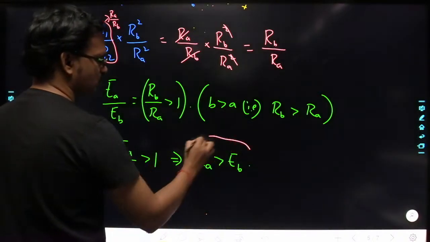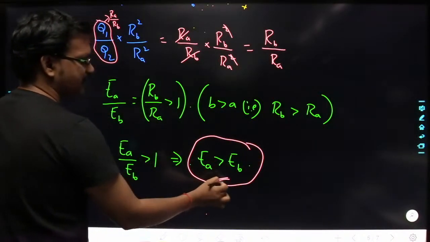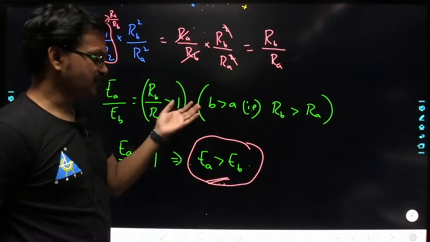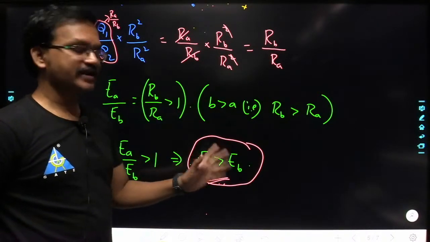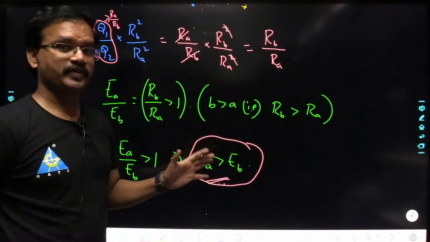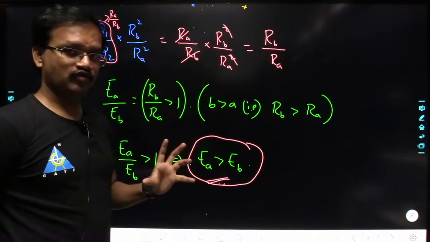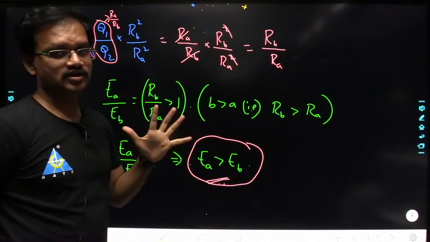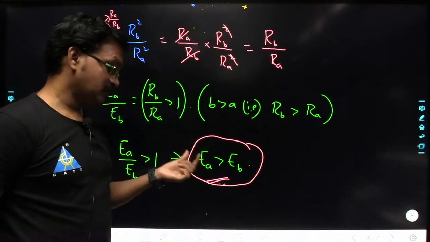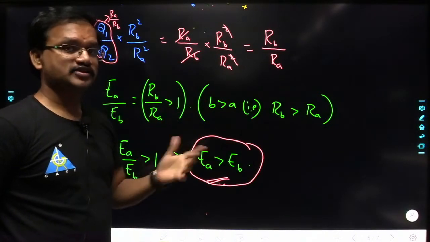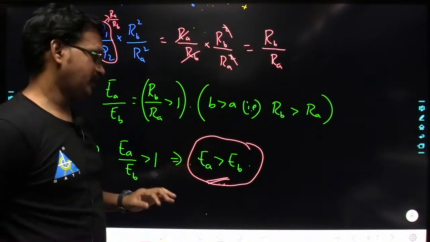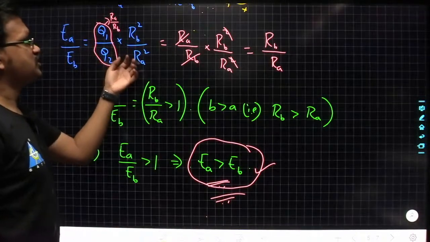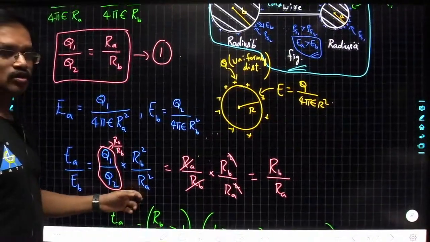So we got electric field on the surface of sphere S1 is greater than what? The electric field on the surface of sphere S2. For S1 the radius of curvature is less, for S2 the radius of curvature is more. So EA is greater than EB, and the potential VA is equal to what? VA is equal to VB.